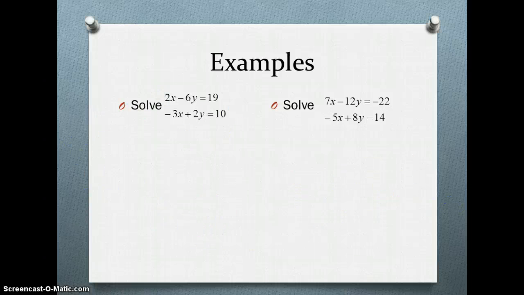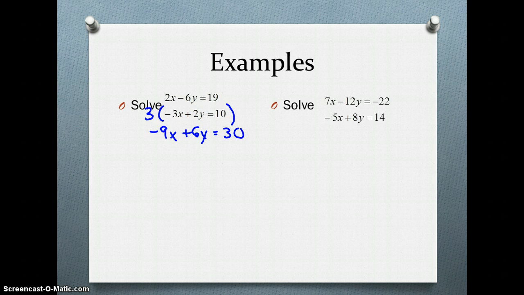We'll take a look at the example here on the left now. 2x minus 6y equals 19, and negative 3x plus 2y equals 10. If we take a look, this negative 6 is a multiple of 2, so I can multiply this second equation by 3. And again, 3 times 2 will give me positive 6. I need them to be the same number but different signs. So I'd have a negative 6 and a positive 6, which is what we're going for. So I will have negative 9x plus 6y equals 30.